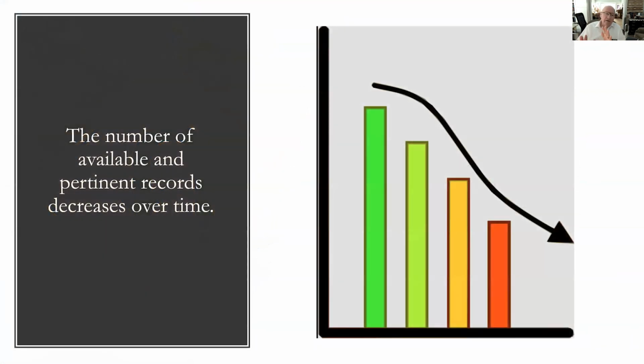Okay, so the number of available and pertinent records decreases over time. This is something you have to keep in mind: if you start going back in time and you get to the 1800s, you have millions of available records. If you go back to the 1700s, that's when the curve starts to drop pretty dramatically. And by the 1600s, it's kind of skating along the bottom. There may be records and there may not be records at all.